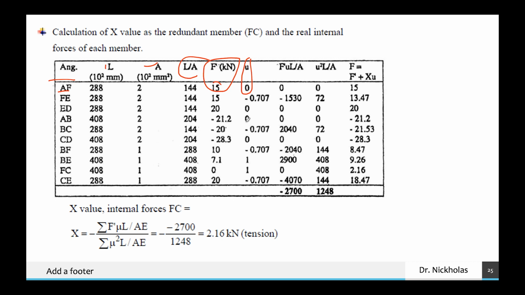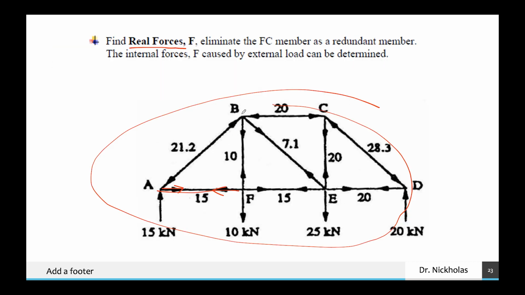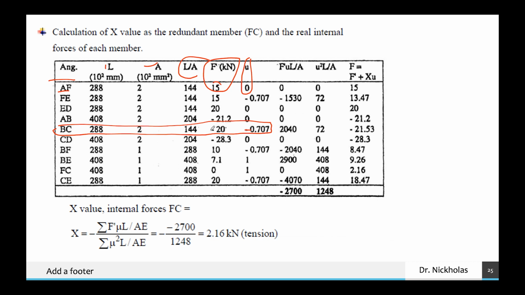Let's take a look into BC here. We found that the values of F prime and mu here are both negative. Take a look and check BC. From this notation, we know that this member experiences compression. That's why we have the negative in front of the number here. Also similar with this one, it is negative here. So that's why we have a negative sign in front of the value.